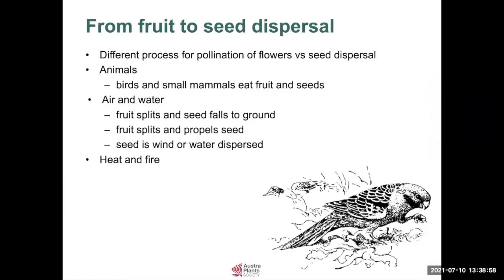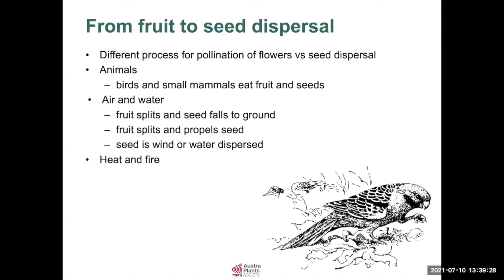Just a few slides to finish, and just talking about how you move from the plant producing the fruit to actually dispersing the seeds. So the fruit contains the seeds, but the seeds need to be dispersed to allow the plant to continue to survive. So the different processes for the pollination of flowers versus seed dispersal, but there are similar mechanisms involved.